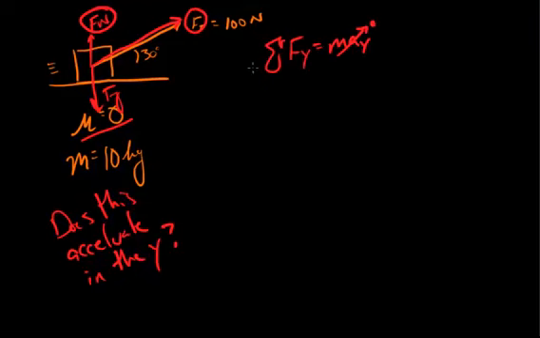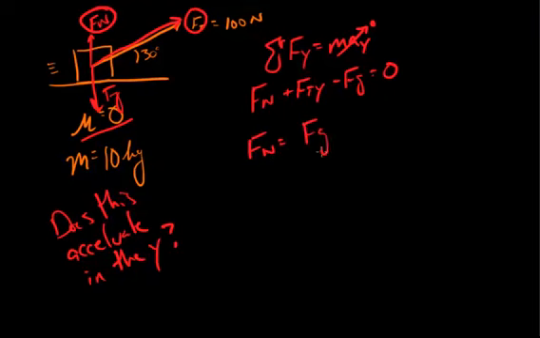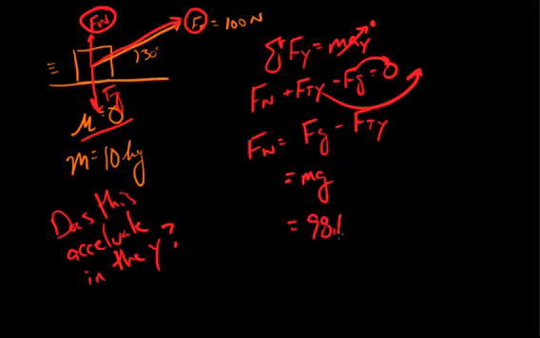Then we sum the forces. Force normal will be positive. We have force tension in the y, which is positive, and we have force gravity, negative, equaling 0. Force normal will equal force gravity minus force tension in the y, through some simple algebra of moving those both over to the other side. Force gravity is just mass times g, which is 10 times 9.81, or 98.1 newtons. Force tension in the y is going to be this 100 newtons.